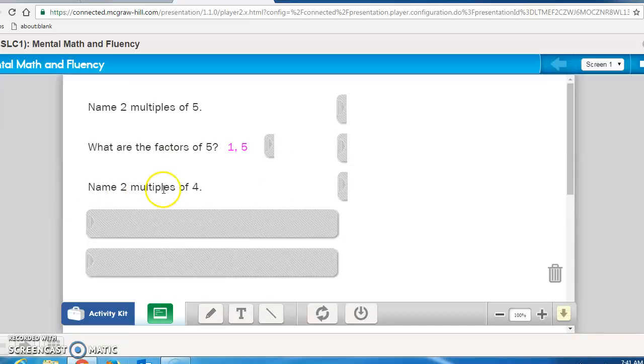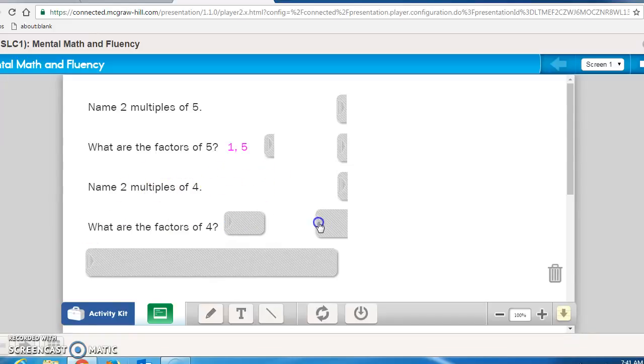Name two multiples of 4. Well, 1 times 4 is 4, and 2 times 4 is 8. So 4 and 8 would be two multiples of 4. What are the factors of 4? What numbers can you use to multiply to get 4? Well, 1 times 4 is 4, and 2 times 2 is 4. So 1, 2, and 4.